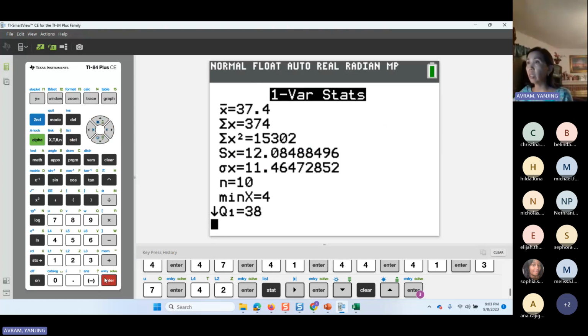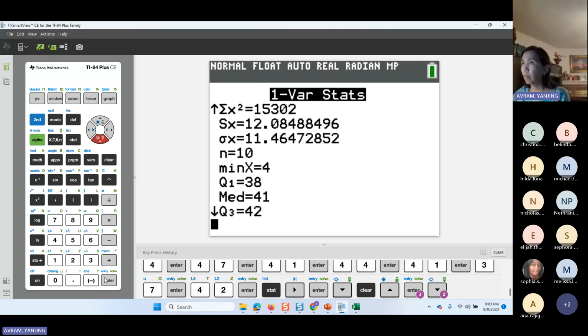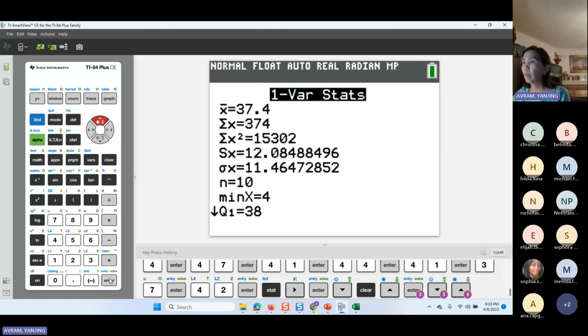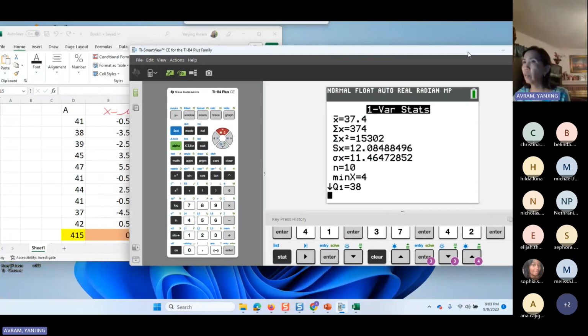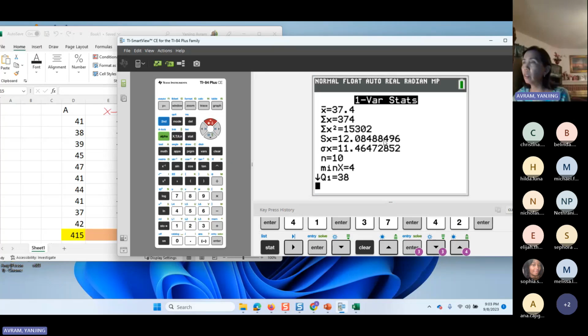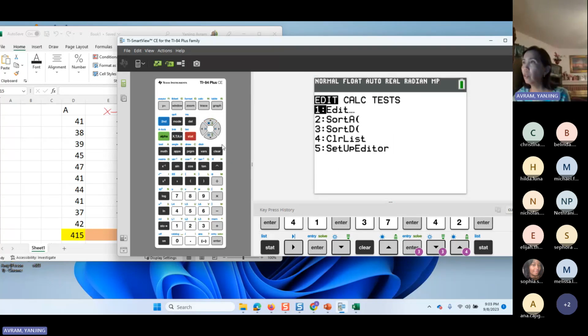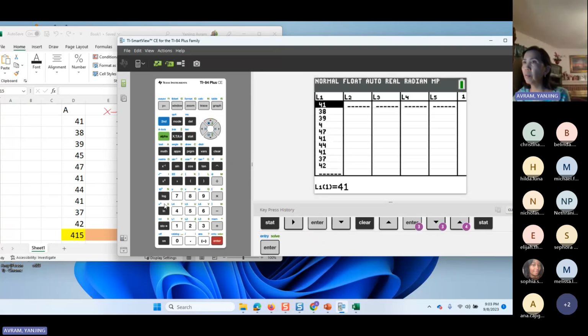All right, when I hit calculate, let's see, something is different. Okay, looks like my mean is different. Let's look at my input. Okay, my input might be different. 41, 38, 39. Oh, you know, that's why I have this mis-input in here. That's why I skew the whole thing, right?